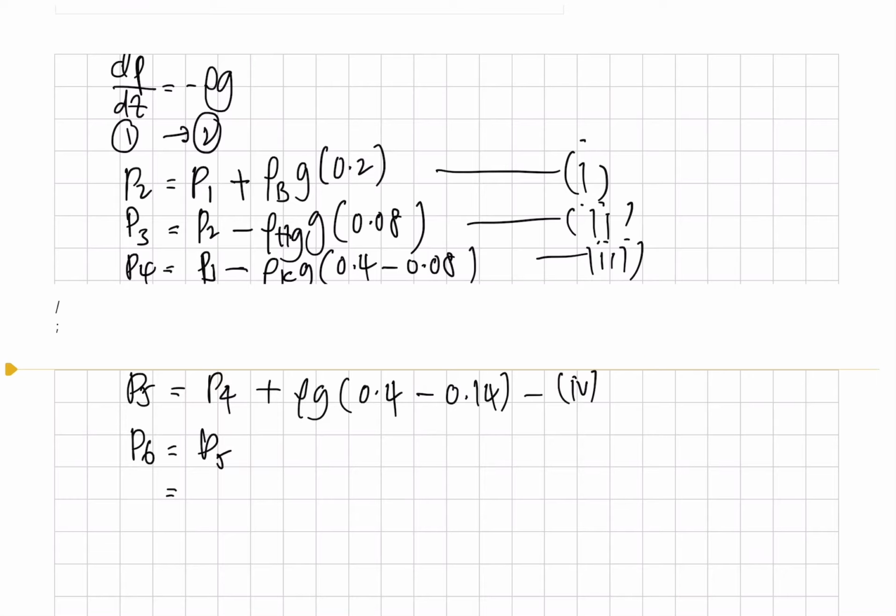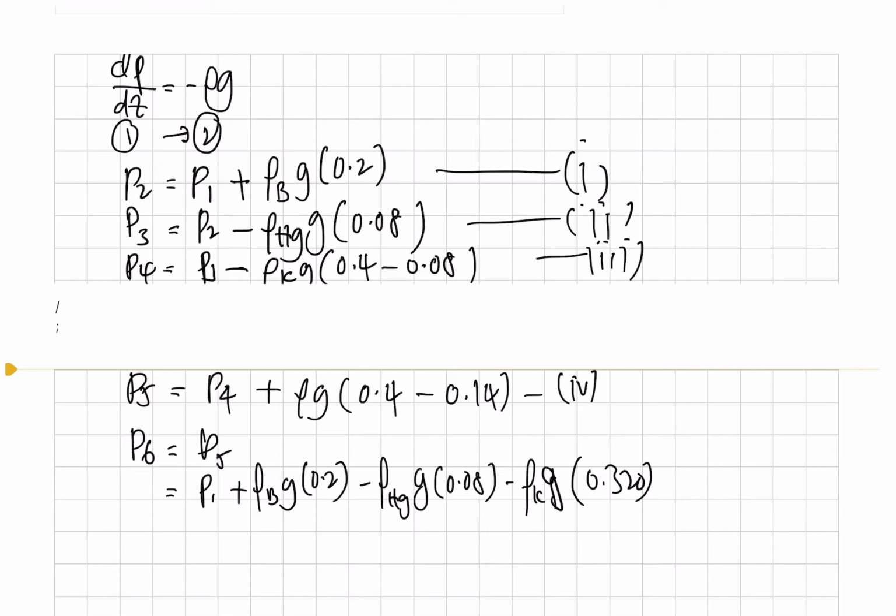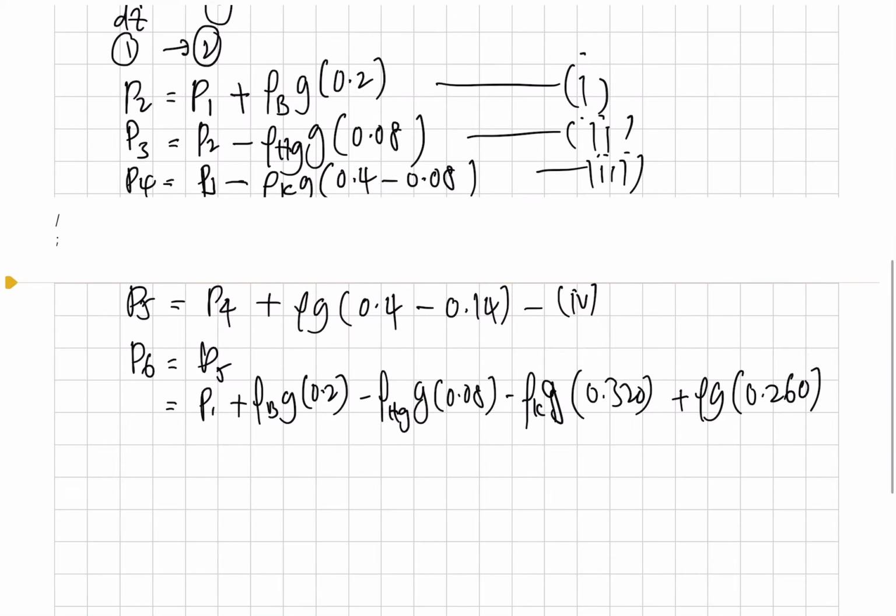and you have P6 is equal to your P1 plus the rho benzene times g times 0.2, and then minus your rho Hg times g times 0.08, and then minus the rho kerosene times g, all right, and then times the distance, which is 0.320, and then plus the rho of water, and the distance is equal to 0.260.